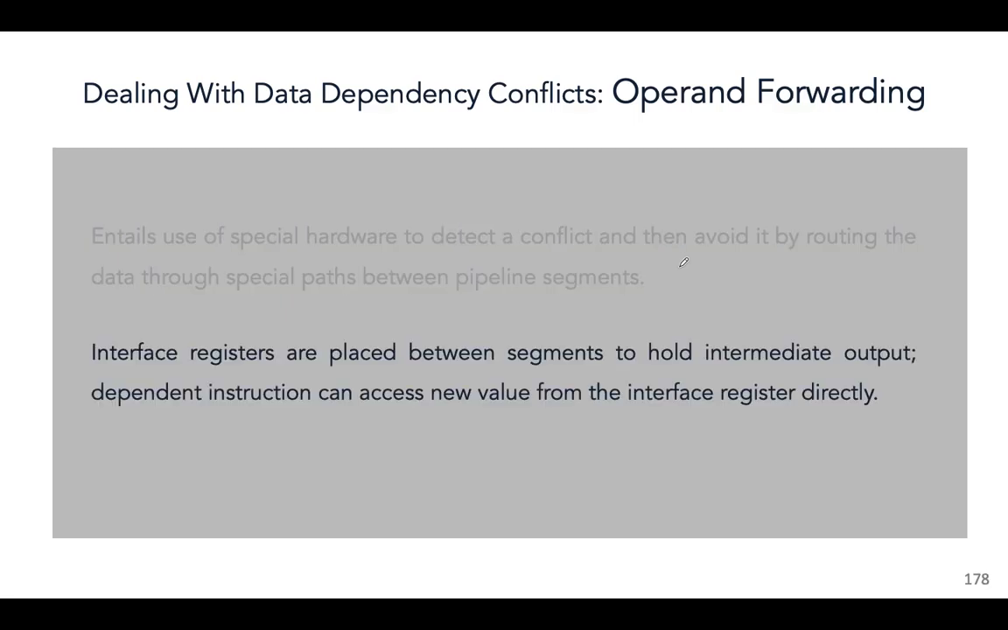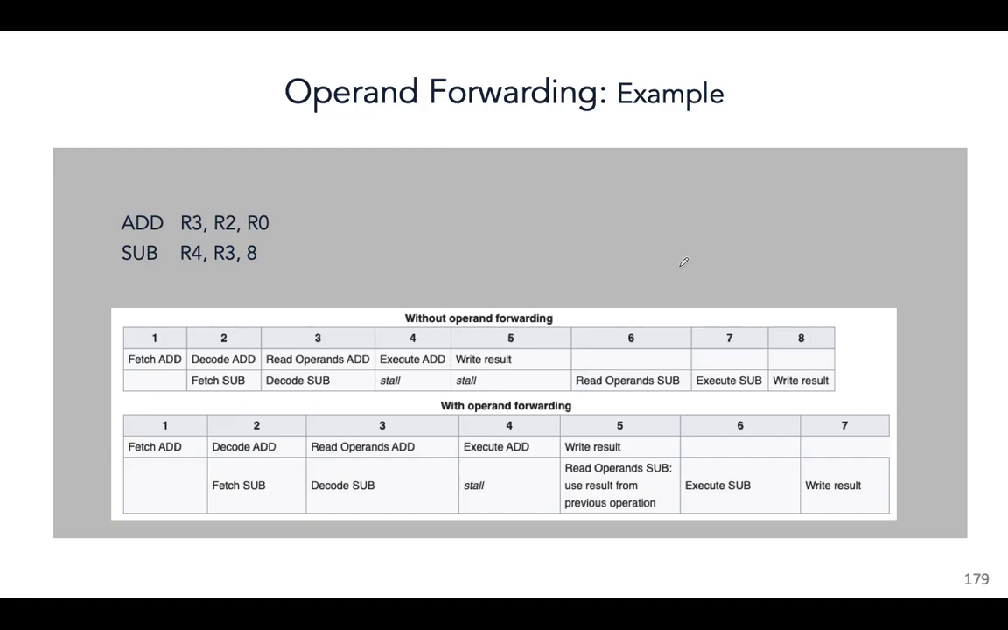All right, interface registers are placed between segments to hold intermediate outputs. A dependent instruction can access the new value from the interface register directly. So a very simple way to understand this is with the help of an example.